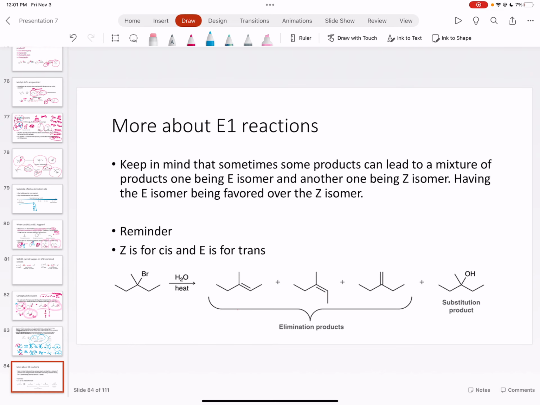So more about E1 reactions. Keep in mind that sometimes some reactions can lead to a mixture of products, one being the E isomer and another one being the Z isomer. Having the E isomer is favored over the Z isomer. Reminder that Z is for cis and E is for trans. So then we like trans just because trans gives a lower energy than cis.